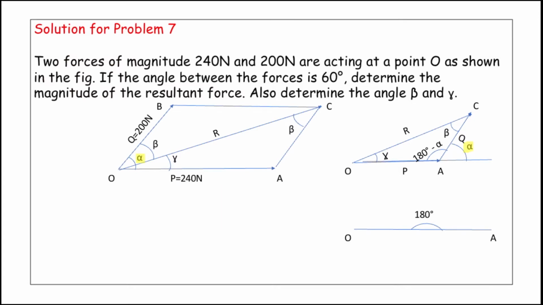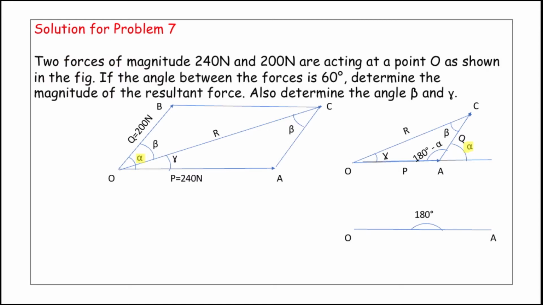Now see the parallelogram diagram. From the point O, on the x-axis there is a force called P, which is 240 Newton, and on the y-axis there is the force called Q, 200 Newton. The angle between the two forces is alpha, highlighted in the yellow marker. The angle alpha is 60 degrees, as given in the question.